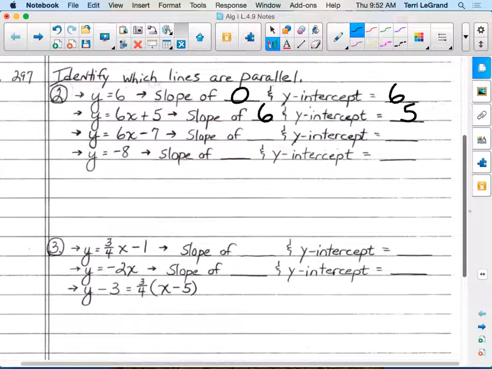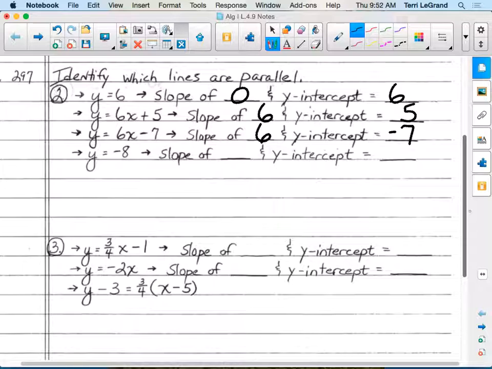Colin, would you join us, please? Y equals 6x minus 7. Is that in slope-intercept form? Yes, it is. Okay, what's the slope of that line? 6. And what's its y-intercept? Negative 7. Now, in your homework, you can take shortcuts. You can call slope m, and you can call the y-intercept b. So you can say m equals, b equals.